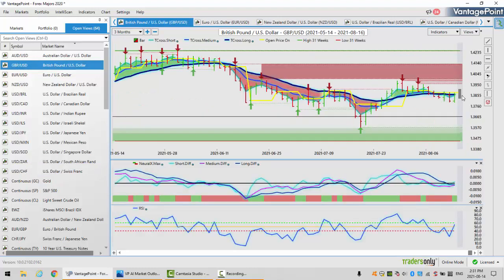Now, with the British pound US dollar, once again, you can see that we've closed basically right around the weekly open. This point in time is set to the weekly. Again, we've got our medium term crossing, or about to cross, the long term predicted difference with the neural index, but it's struggling in here.